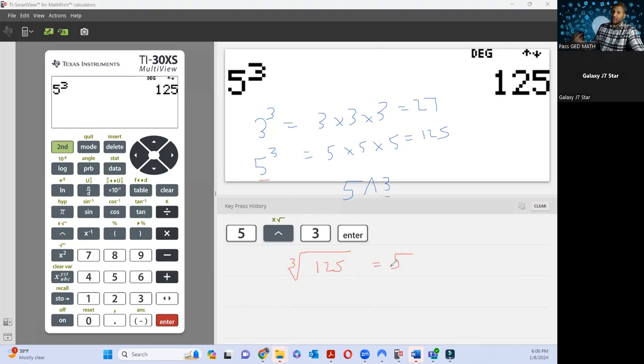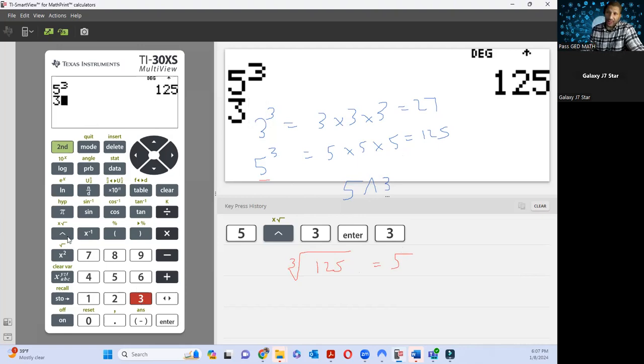In the ebook and in class, I want you to know your squares, square roots, and cube roots by heart. But if you don't, you should know how to do them on the calculator. So how would you do a cube root? First you do the nth root. Right now we're doing cube, so you put your 3 first.